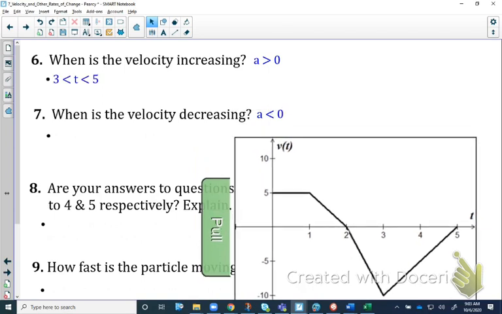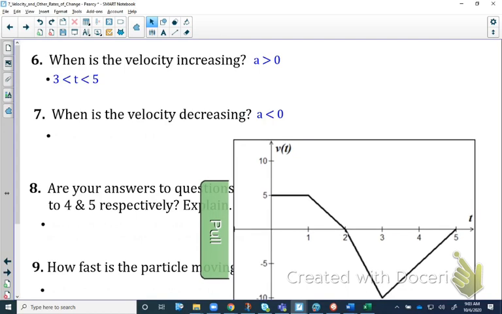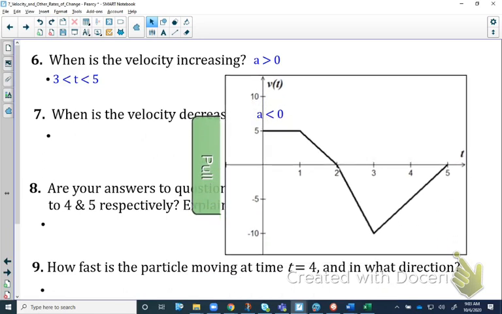When is the velocity decreasing, meaning when is the acceleration going to be less than 0? Well, there's two intervals where the acceleration is negative, it's less than 0. That's between 1 and 2 and between 2 and 3. And we do need to differentiate between the two because they clearly have different slopes.